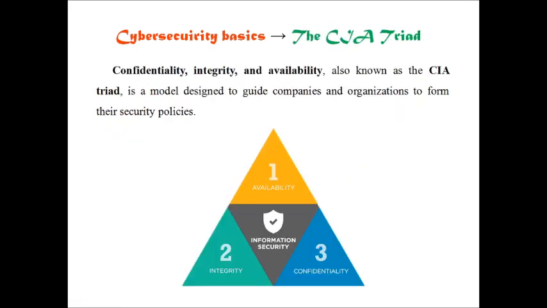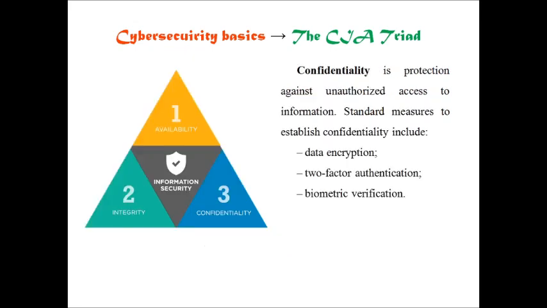One of the cybersecurity features is the CIA triad: confidentiality, integrity, and availability. It is a model designed to guide companies and organizations in forming their security policies. Confidentiality is protection against unauthorized access to information. Standard measures to establish confidentiality include data encryption, two-factor authentication, and biometric verification.